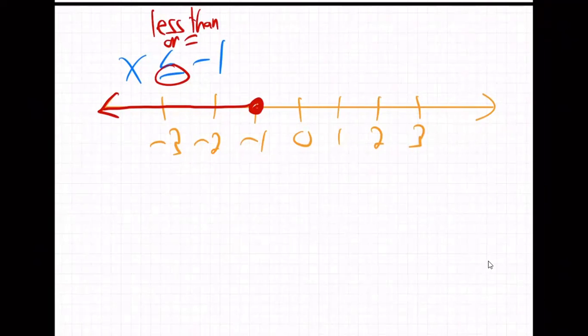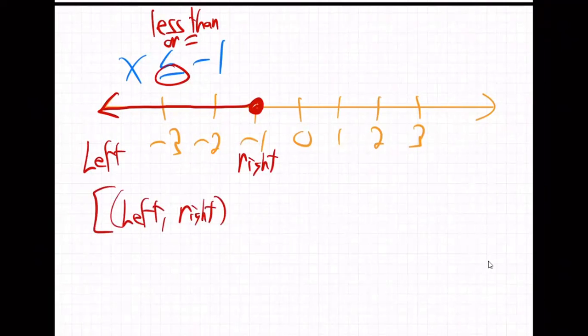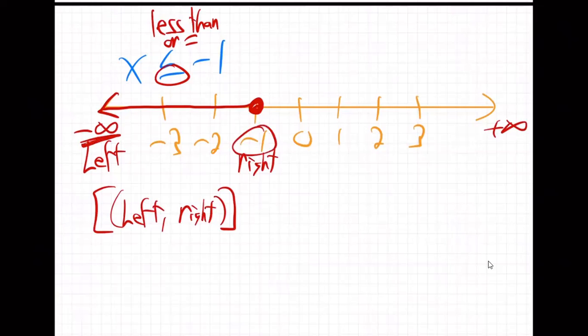Okay, and then how do you do the interval? Well, remember, this is left edge, right edge. Whenever you do an interval, you're always doing left edge, comma, right edge, and you're going to have parenthesis or bracket, whatever you need. So what's the left edge? This is -infinity. Why? Because it's left forever. If you go to the right forever, that's positive or normal infinity, right? Positive numbers to the right, negative numbers to the left. So we go -infinity to -1.